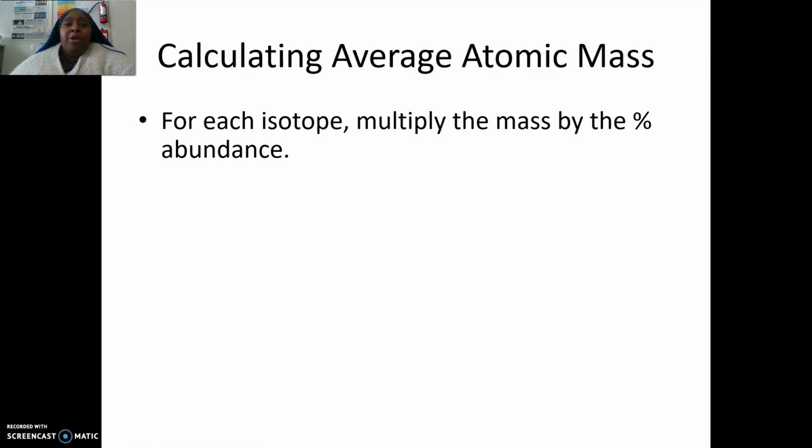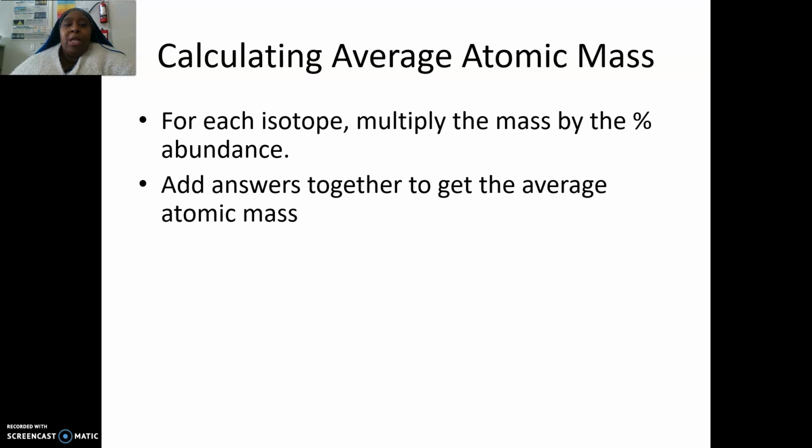Well, how you're going to calculate that is for each isotope, you're going to multiply the mass by the percent abundance. It'll make a little bit more sense once we go through the problem that's here on the slide. Then you're going to add the answers together to get the average atomic mass. At this point, it might be useful for you guys to have your calculator out so you can at least get familiar with how to use it and make sure that you get the correct answers.